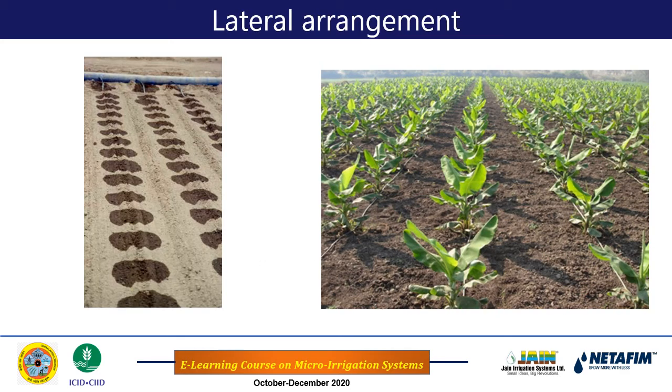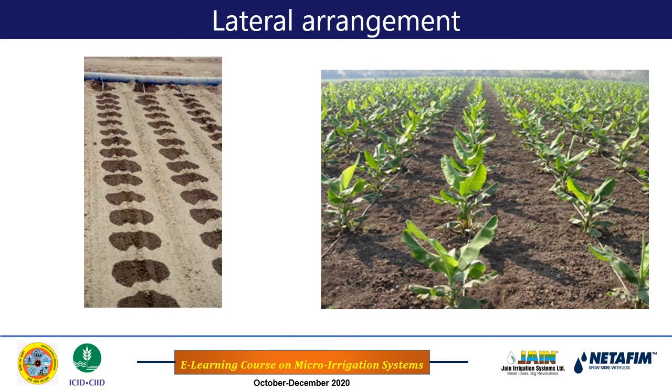In case of the lateral, the important thing is the arrangement of the lateral. This is also important. Normally, in row crops, maybe one lateral is required per row of the plant, and this is for widely spaced crops such as banana and grapes. These are widely spaced row crops. So as shown here, one lateral is required per row of the crop.